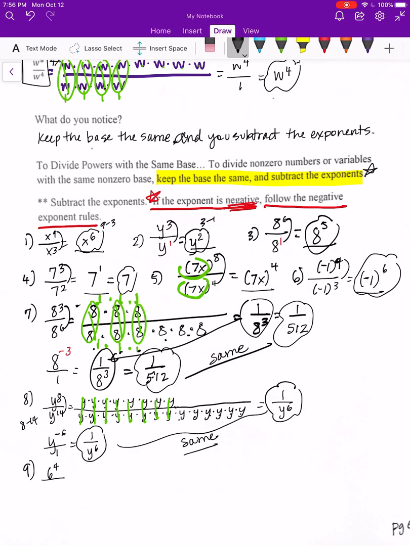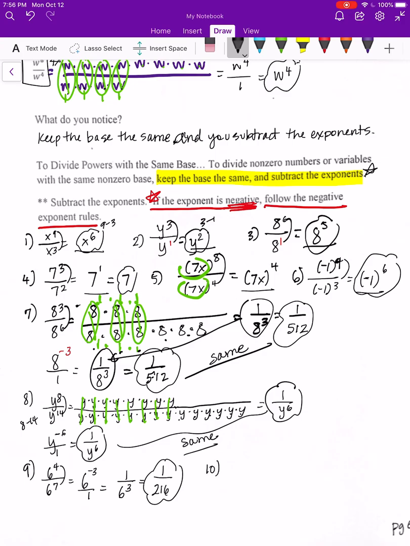Well, what would happen if I didn't have variables this time, and I just had a number? 6 to the 4th divided by 6 to the 7th. So again, I could write it out like this, but I think you're starting to get the idea. Keep the base the same, and then subtract. 4 minus 7 is negative 3. But I can't keep it negative 3, so I put a 1 under it. I flip it, and when I flip it, I drop the negative sign, but I'm not quite done yet because now I have to calculate 6 to the 3rd power. Can't leave it as an exponent, and 6 to the 3rd power is 216. All right. Let's do another one.